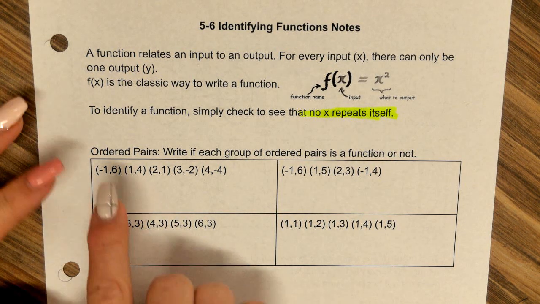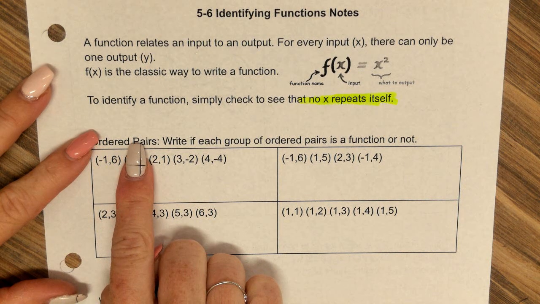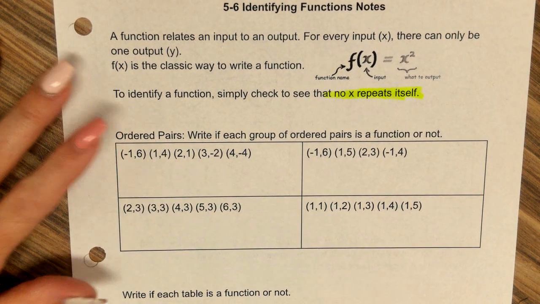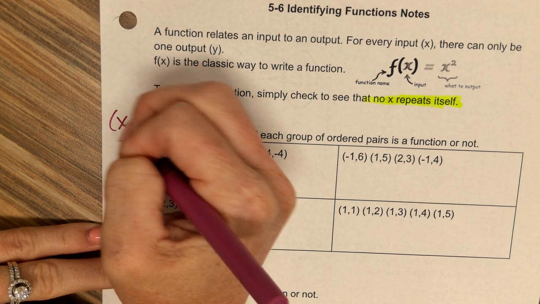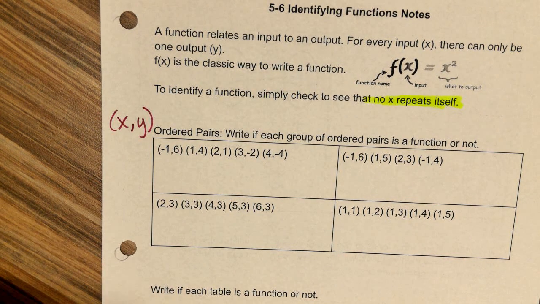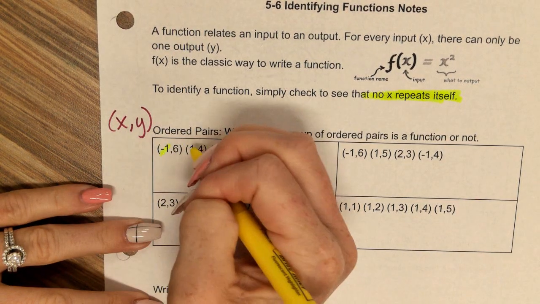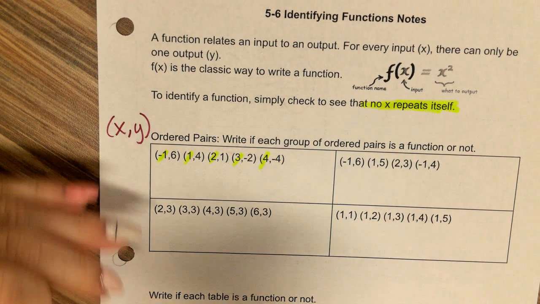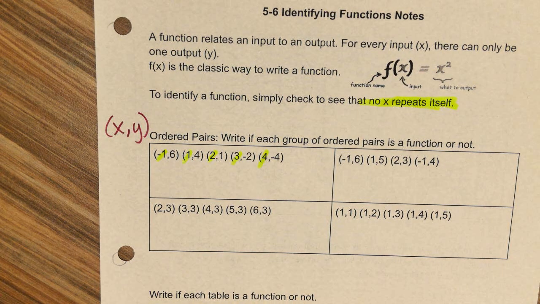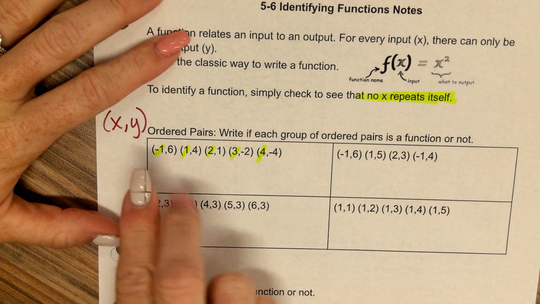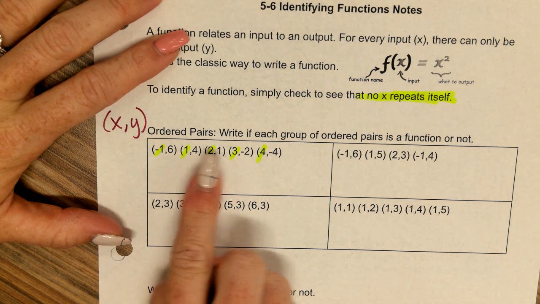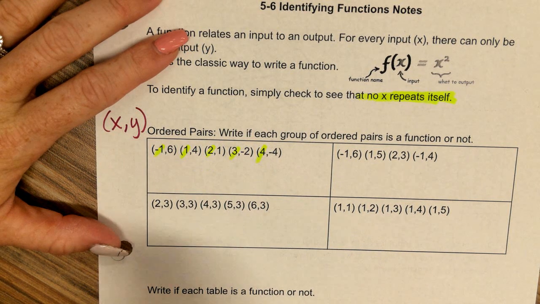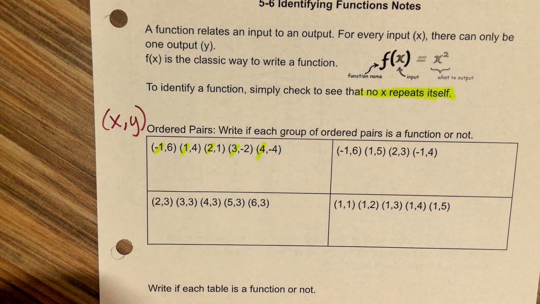So this is how easy it is. When you have ordered pairs, you're just going to highlight the x's. So everybody look at this first one. Y'all know in an ordered pair, it's an x first and then a y. So highlight the x's, the first number of the ordered pair. We do not care about the y's. And then say them out loud. -1, +1. Are those the same number or totally different numbers? Totally different. 2, 3, 4. Are all of these different numbers? Therefore, this is a function.